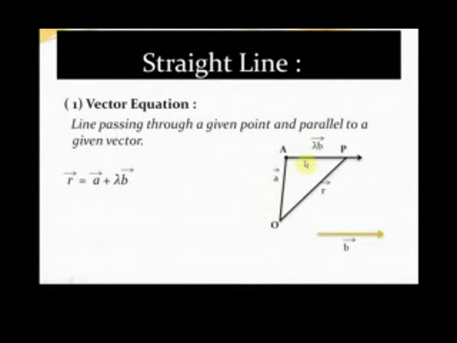So from the triangle law of addition, we see that vector r is equal to vector a plus lambda times vector b. So this becomes the general vector equation of any line passing through a point A and parallel to a vector b. Thus r equal to a plus lambda times b represents the equation of line that passes through the point A and it is parallel to the vector b.